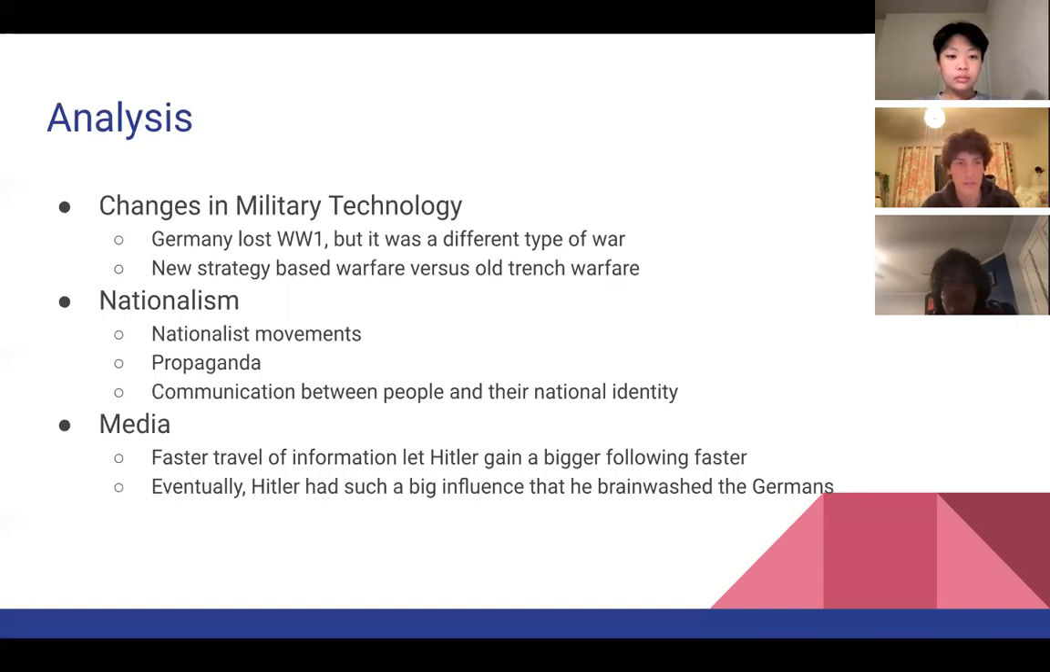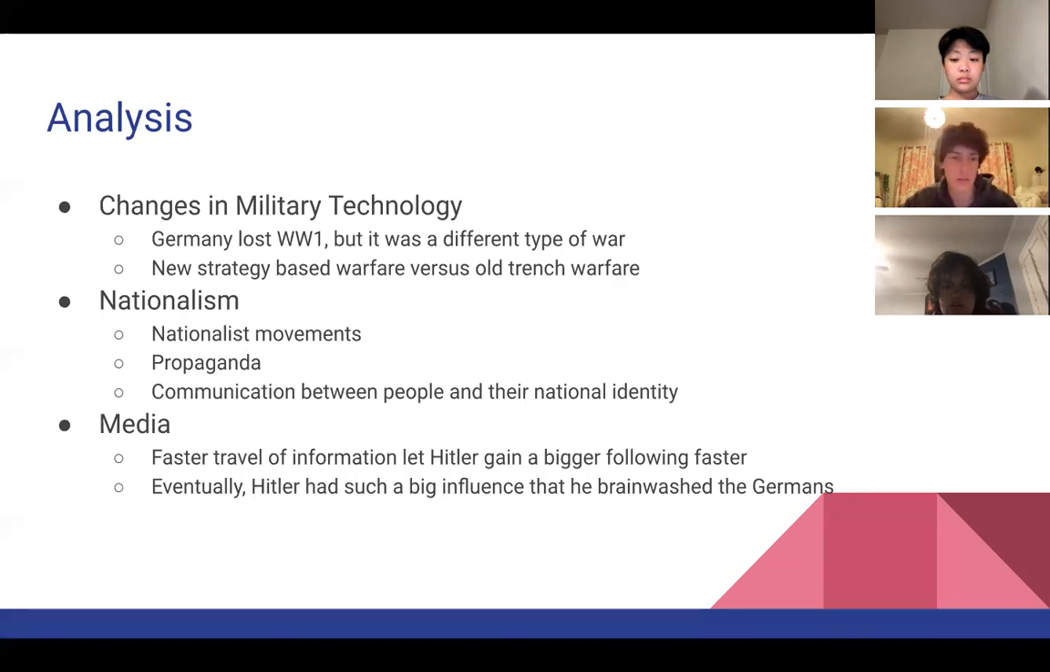So analysis. Overall, the takeaways from this presentation are the three main changes in the world at the time that made genocide possible. The first was the development of military technology. As it says here, World War II was a much different war than World War One. There was more technology, transport, and weapons of mass destruction compared to the old trench warfare.